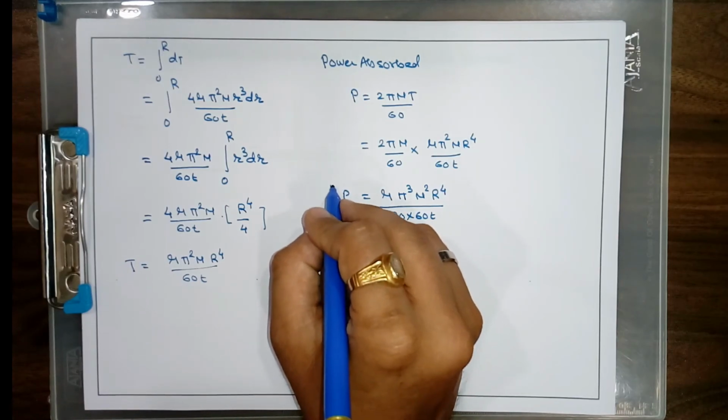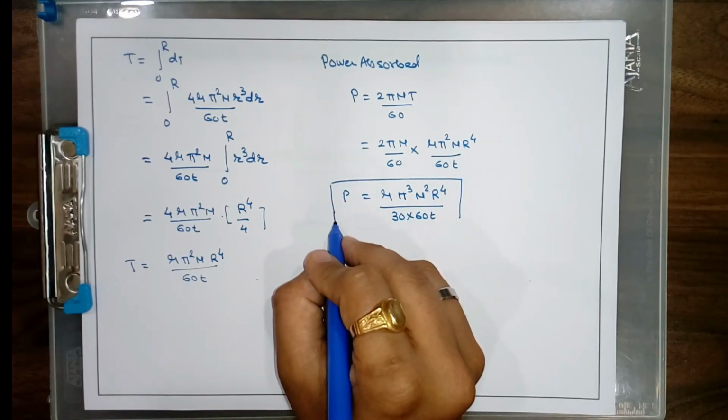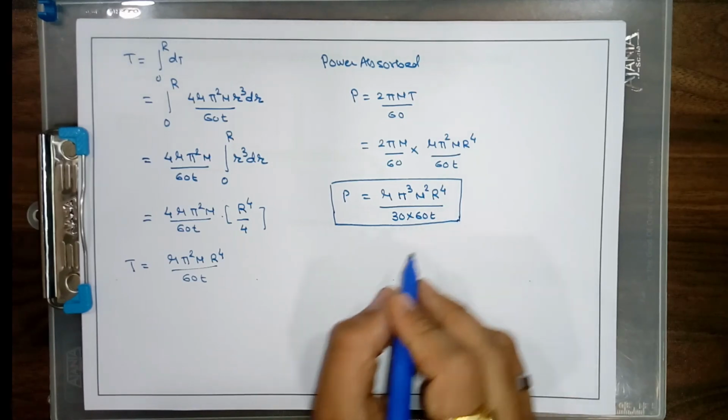So this is the formula using which we can calculate the power absorbed in case of footstep bearings.